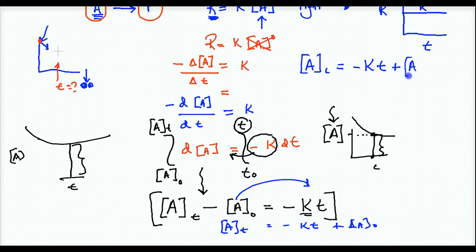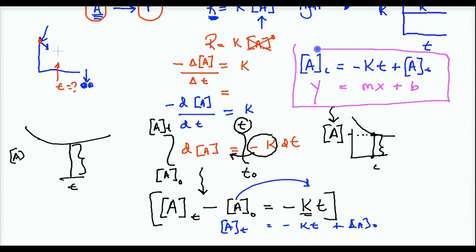A of naught, which is the original A concentration. Now, why did I do this? Well, my friends in chemistry, y equals mx plus b. We have found a way to take something that's nonlinear and make it linear. And what we have is a graph. If I graph the A concentration against time, which is my x, right here, I get a negative k, a negative slope, and the y-intercept is right here.